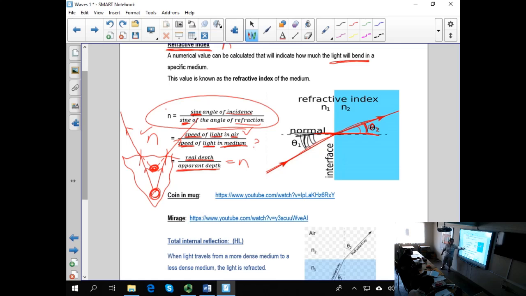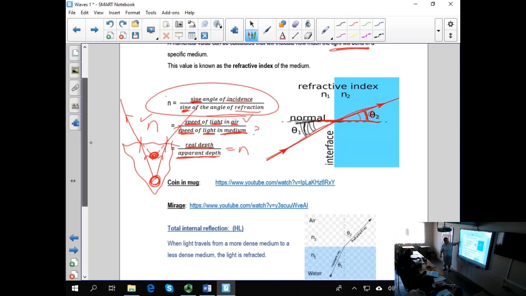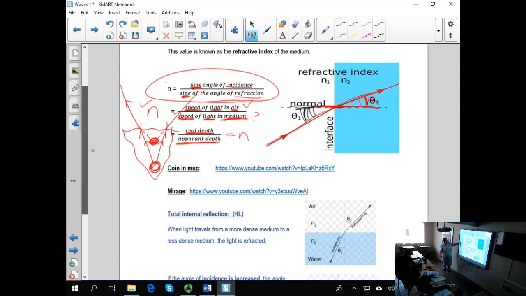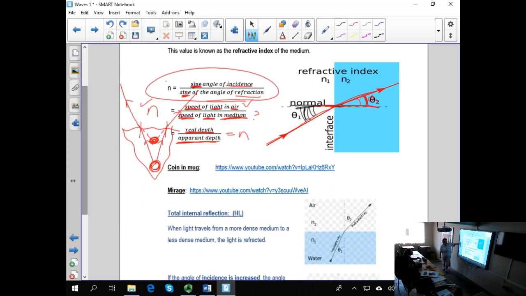Yeah, that one. Okay, real over apparent depth. Apparent depth will be less, so refractive index is going to be a whole number. Okay. Yes, I want to stop at that point for now.